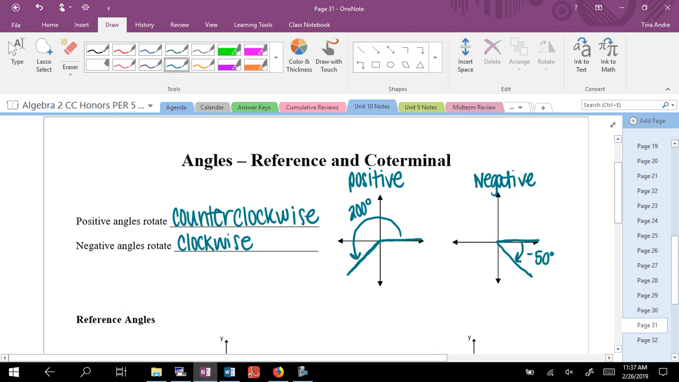So keep in mind when you're doing these, always draw the arrow, the direction that you're going, just to make it clear as well. So if you're going positive, it's counterclockwise, negative, it's clockwise. So I'm just going to make a note here to draw arrow to indicate direction.